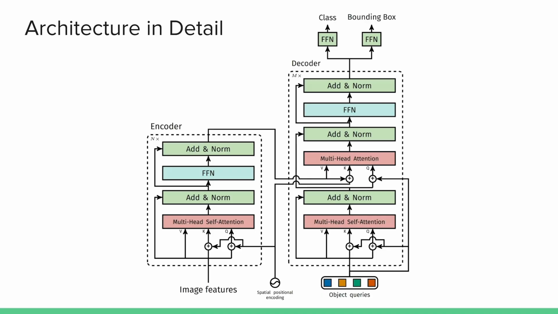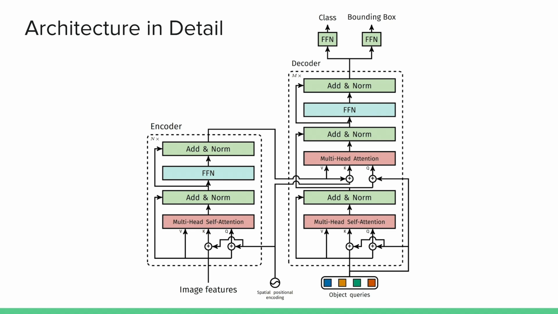So in detail, the architecture is very similar to what we've seen before, in that we have our encoder on the left side with a multi-head self-attention, where we have again our values, key and query, and then this normalization and feed-forward network. And on the other side, it's exactly the same, with the only exception that we're now using these object queries instead of our output sequence.